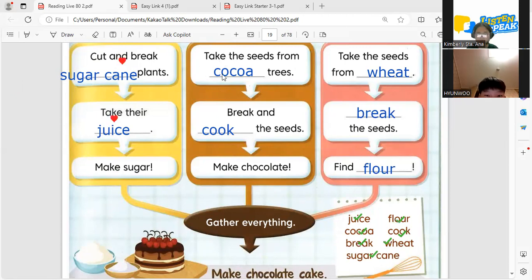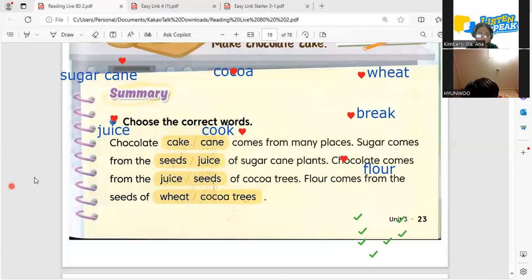Take the seed from cocoa trees. Cocoa trees. Break and cook the seeds. Make chocolate. Last one. Take the seeds from wheat. Break the seeds. Make flour. Very good. See, you got it all correct. That's a great job. Thank you very much.